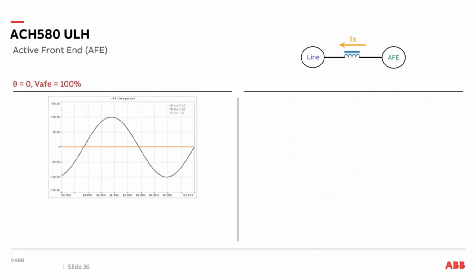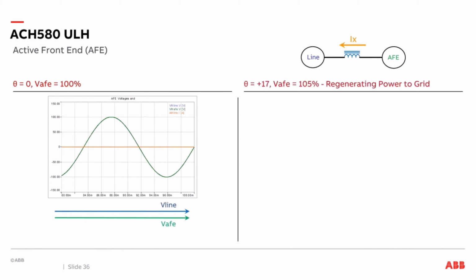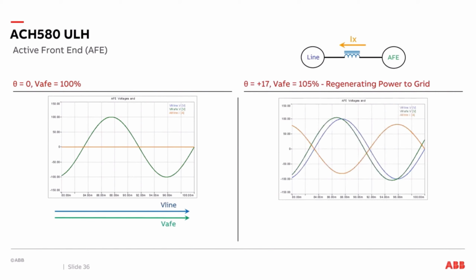Now we can bring ourselves back down to unity again. So V line and the V active front end are both in sync with each other. If you want to regenerate to the power grid, we basically just change our phase angle to plus 17 and our active front end to 105%. By doing this, our active front end is ahead of phase from the line. That causes the current to flow from the active front end to the line, as shown here. And we are staying at a unity power factor.